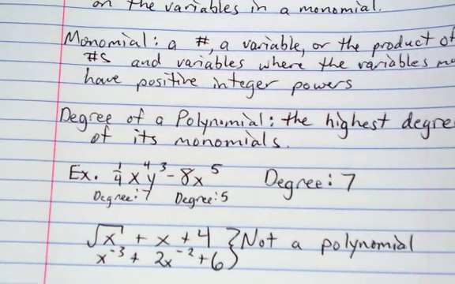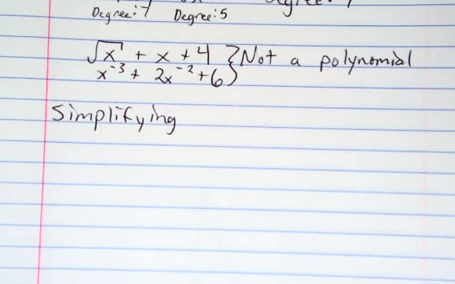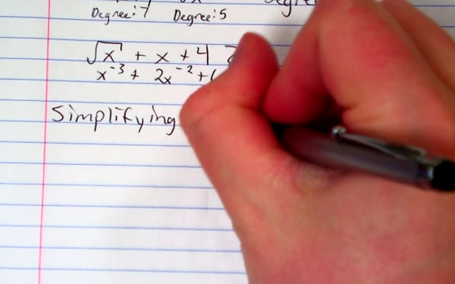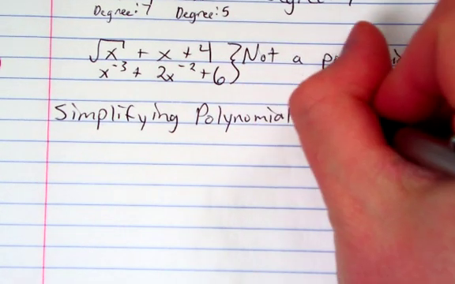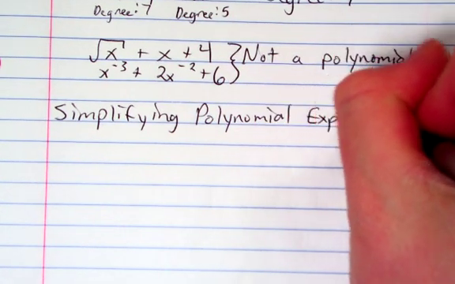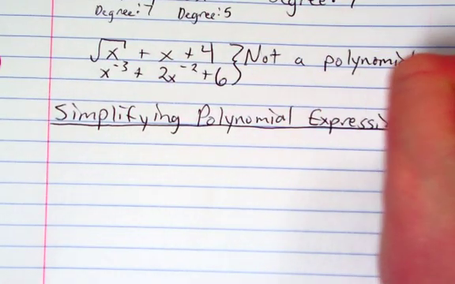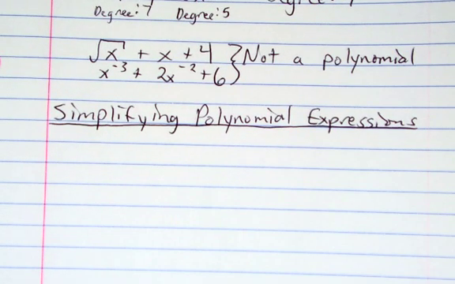Next, let's talk about simplifying polynomial expressions. There are a few things that we will talk about for simplifying polynomial expressions. Addition and subtraction is fairly easy. Adding and subtracting polynomial expressions simply means combine like terms.